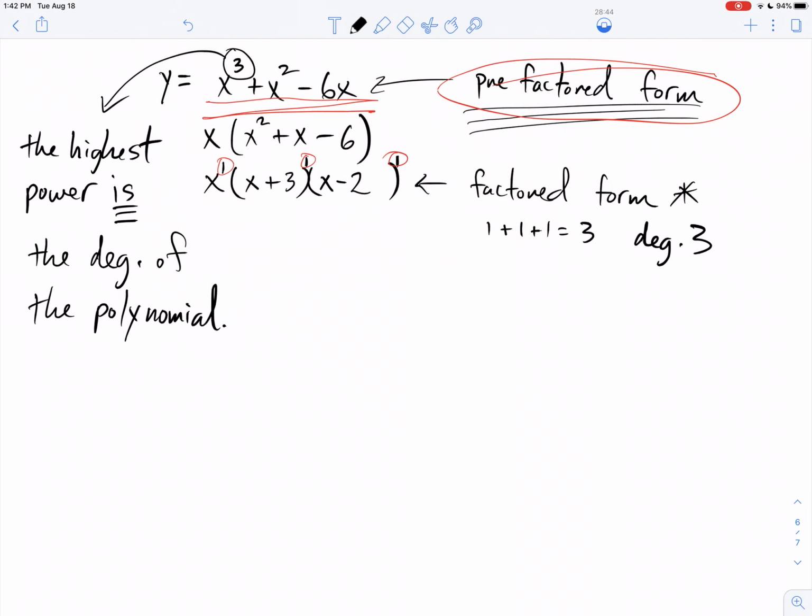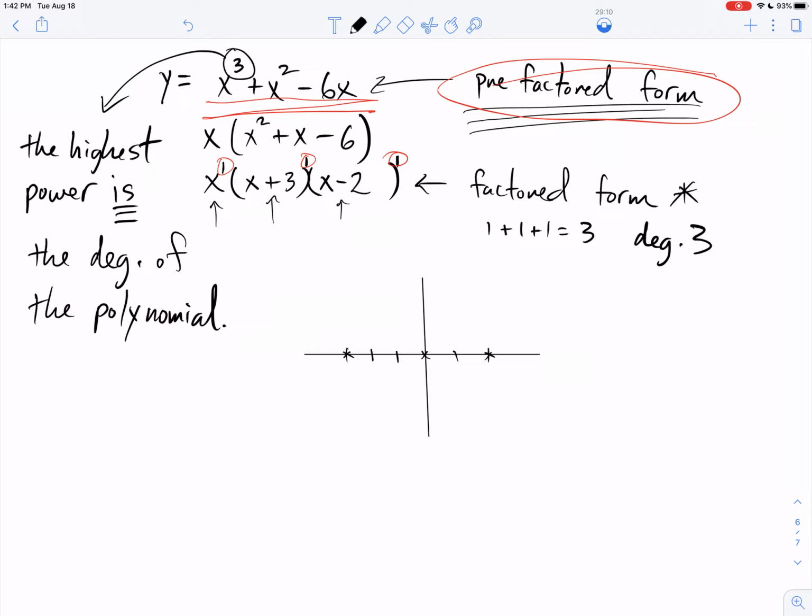But you got to factor it anyway to sketch its graph. So here we go. Let's take a look at it. Now, the x-intercept is at the origin. The x-intercept is at negative 3. The x-intercept is at 2. I am not going to write out the y-intercept because it crosses at the origin.